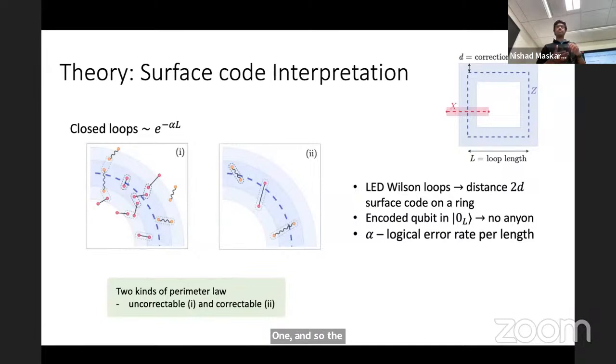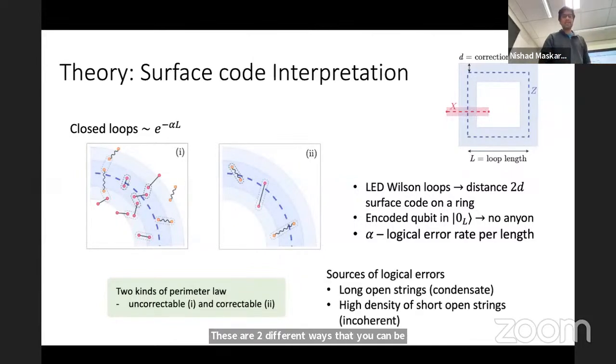And specifically here, imagine there are two different ways of being uncorrectable. One of them comes from this high rate of local incoherent errors, and the other one comes from condensation of the e and m anyons, or these open loops picking up non-zero expectation value as I have a phase transition into the trivial phase. These are two different ways that you can be uncorrectable, and they both manifest in slightly different ways.